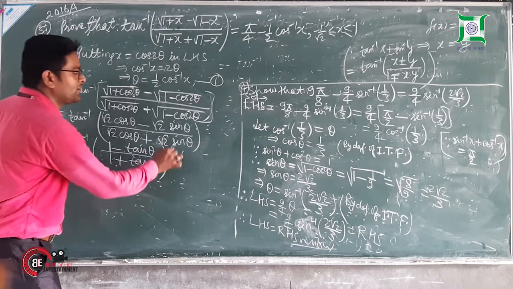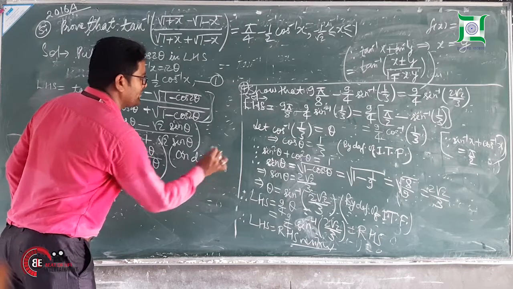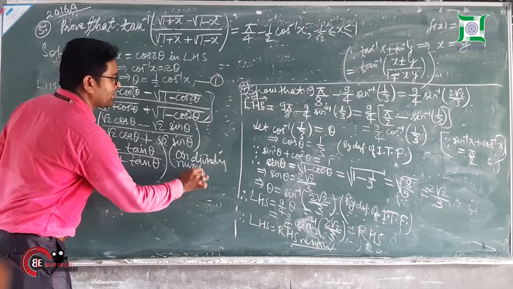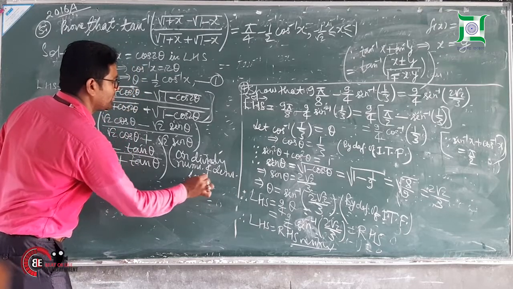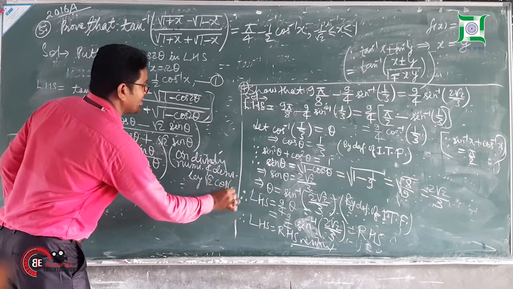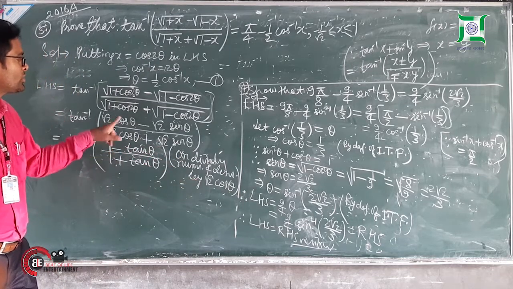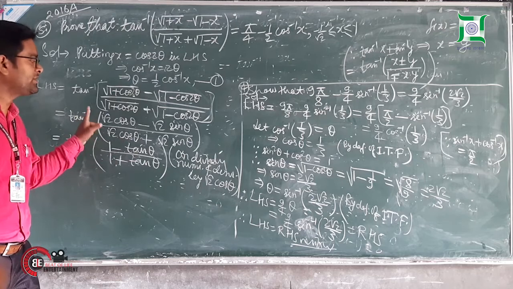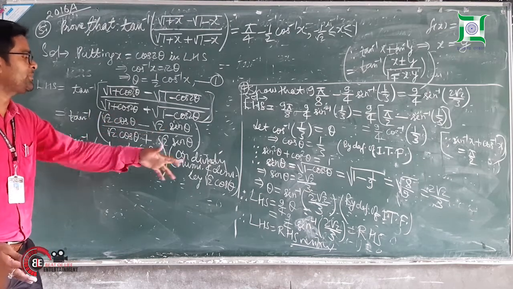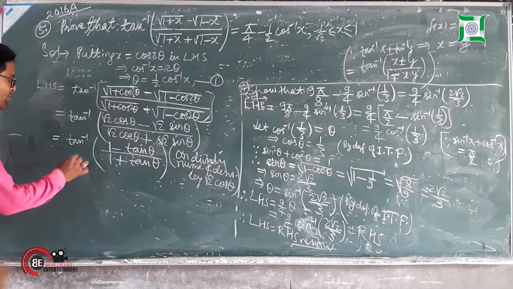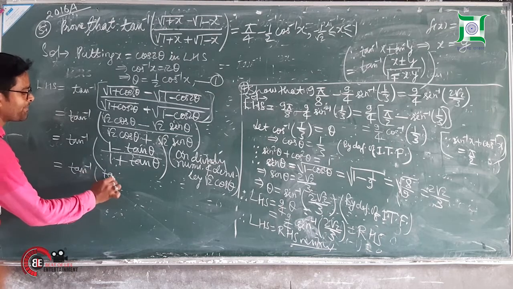What will you write here? On dividing numerator and denominator by root 2 cos theta. What I have written, see everyone? I have divided the numerator and denominator both by root 2 cos theta. What is the benefit? Root 2 gets cancelled, root 2 cos theta becomes 1 and sin theta becomes tan theta. Now you can easily write, it is tan inverse tan pi by 4.